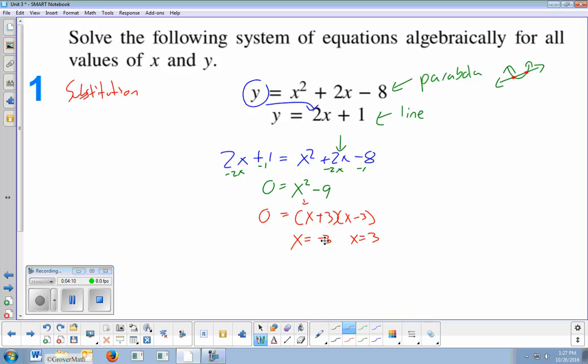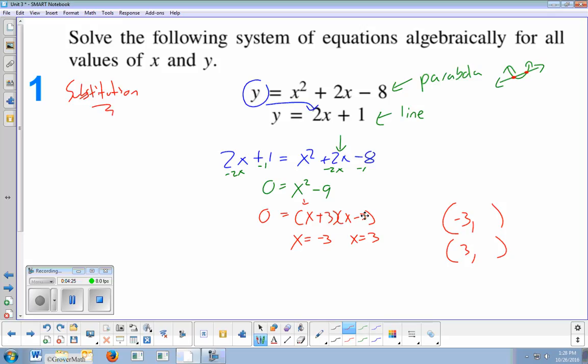But these don't go together. These are simply the x values of the two coordinates of the points of intersection. So I need to find the y values that go with them. And again, I'm going to use substitution.